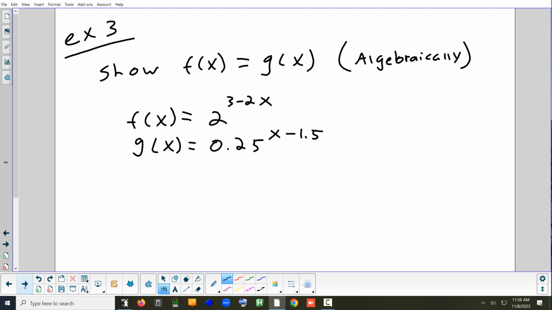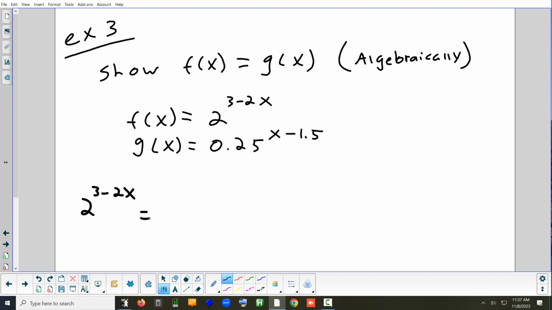Okay, so when you first look at these two functions, they look different, but they're not. They're exactly the same thing. So we're going to show that they are the same thing. You can start with either one of them. I would start with f of x and see if you can turn it into g of x. If you can, then that would show that they are the same.